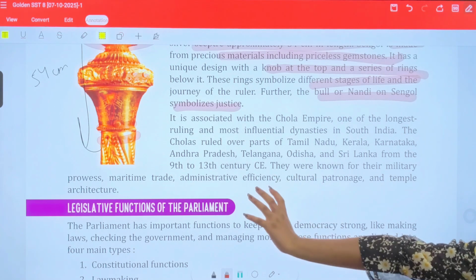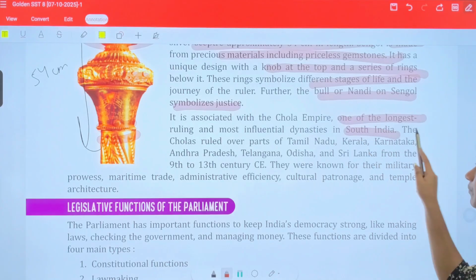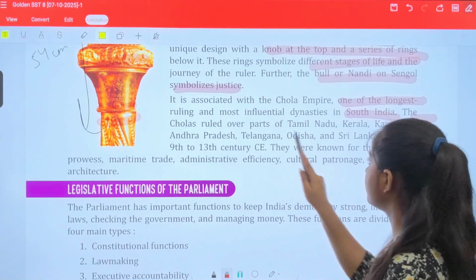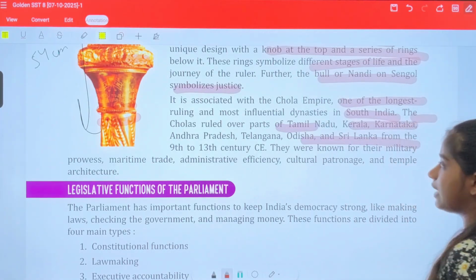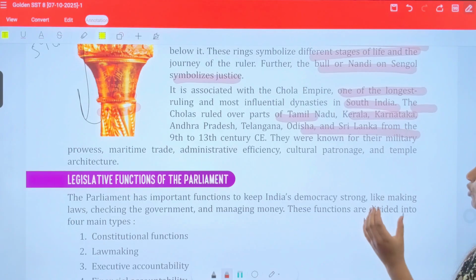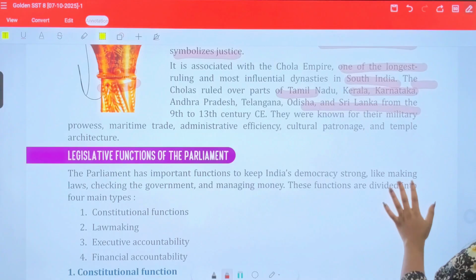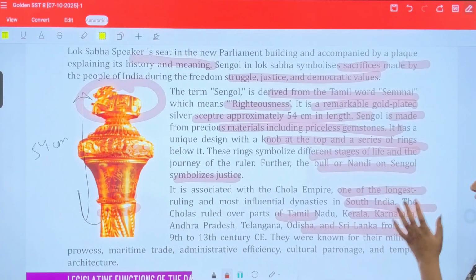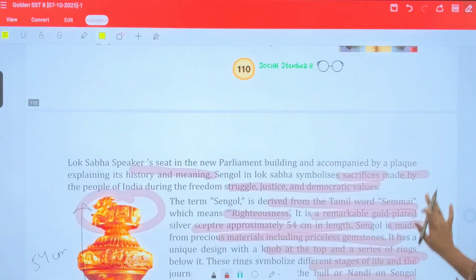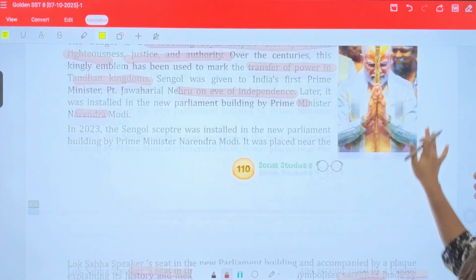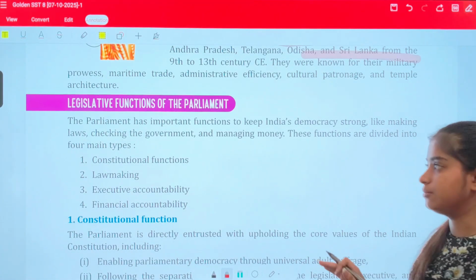It is associated with the Chola Empire, one of the longest ruling and most influential dynasties in South India. The Cholas ruled over parts of Tamil Nadu, Kerala, Karnataka, Andhra Pradesh, Telangana, Odisha, and Sri Lanka from the 9th to 13th century Common Era. They were known for their military prowess, maritime trade, administrative efficiency, cultural patronage, and temple architecture. This is very important, symbolizing righteousness, justice, and authority. It was first given to the first Prime Minister of India, Jawaharlal Nehru, and later Narendra Modi.